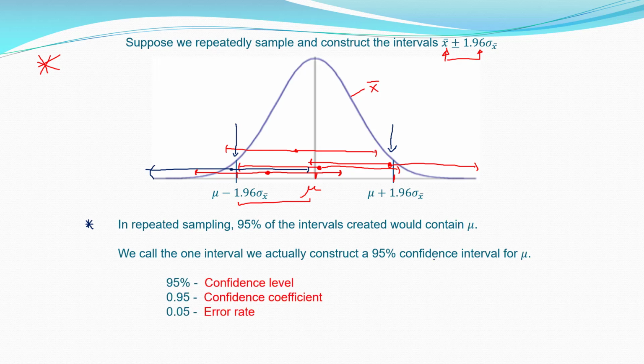And now let's get some terminology out of the way. 95% is referred to as a confidence level. If you express it as a decimal, it's called the confidence coefficient. If you turn it around and think about the other part of it, if it's 95% confident, 5% is your anti-confidence, your unconfidence, your error rate. And we actually give the error rate a symbol. We're going to use the symbol alpha. The Greek letter alpha is going to be the symbol we use for the error rate.